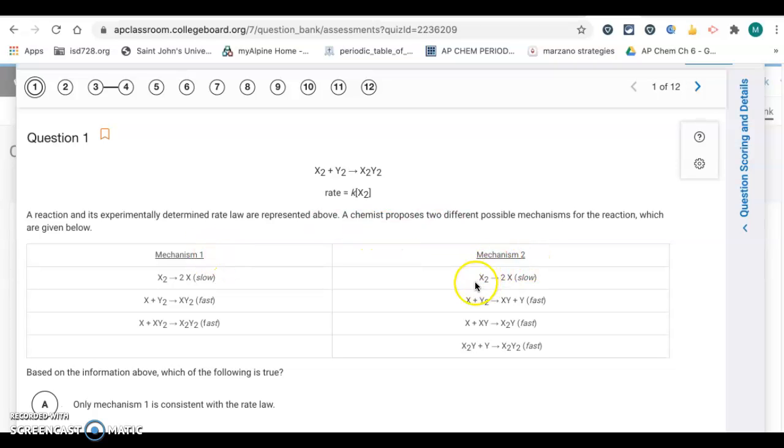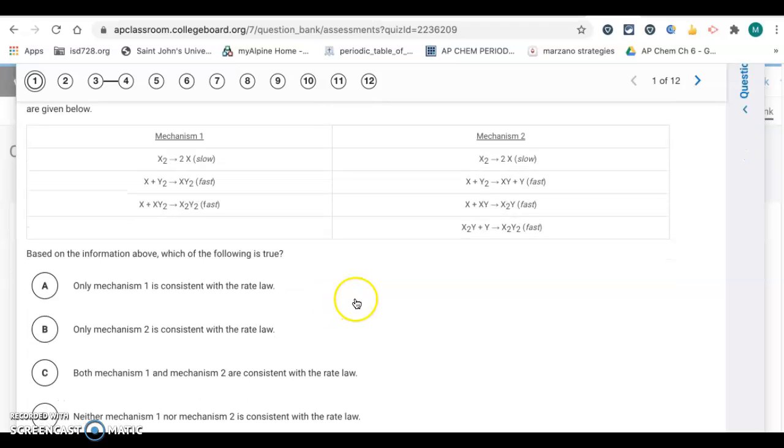Now we check mechanism two, and when we put all these together, again, the two X's will cancel out. The XY is another intermediate, that will cancel out. Y is another intermediate, that cancels out. And this X2Y is another intermediate, so that cancels out. So all that's left over is what we have for the original equation. So that works. And then the slow step, we just have X2 as the reactant in the slow step, so it's going to be X2 to the first order, which matches up. So that means letter C, both mechanisms are consistent with the rate law.